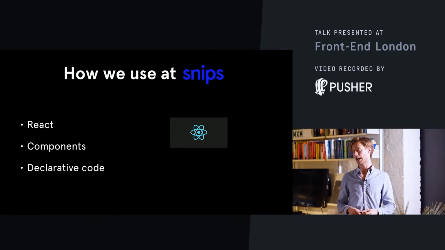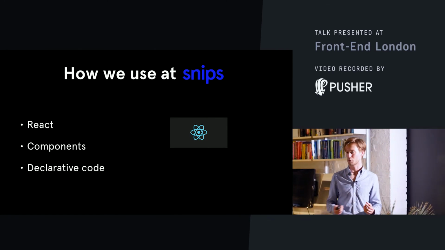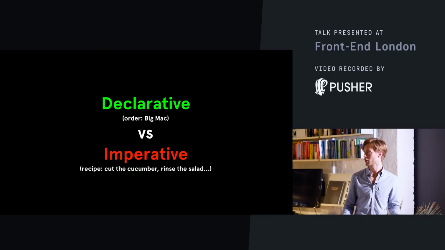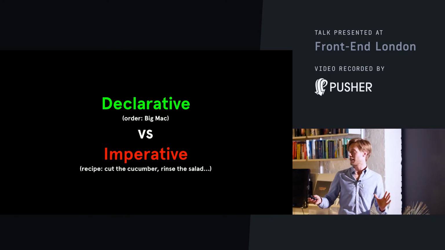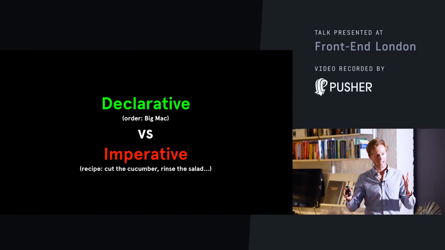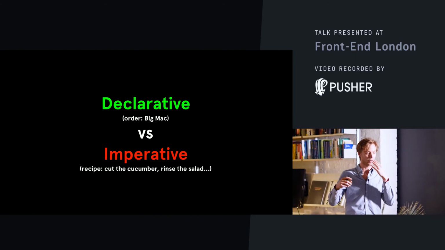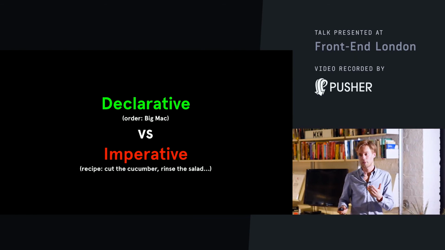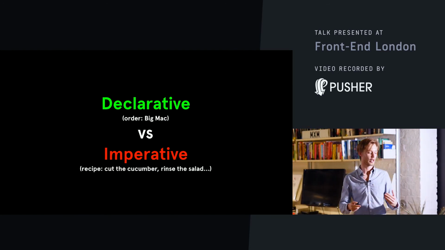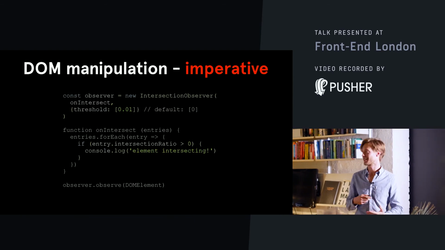So we use React because React uses components, and React focuses on declarative code, which we love. And I'll say something about declarative code so everyone knows what I'm talking about. Declarative is like placing an order, like saying, I want a Big Mac, and I don't care how you make it. I'm just specifying the result. Whereas imperative is a little bit more like a recipe. It's like, OK, cut the cucumber, rinse the salad. Step by step, you have to kind of read the whole recipe to know what you're going to get in the end. And where I'm going with this is DOM manipulation is kind of imperative.